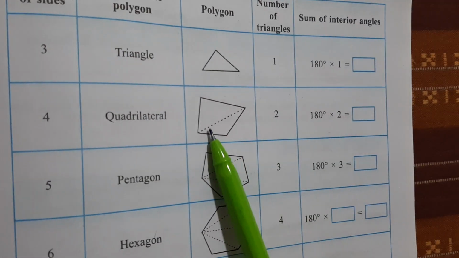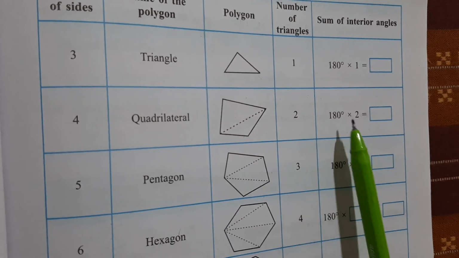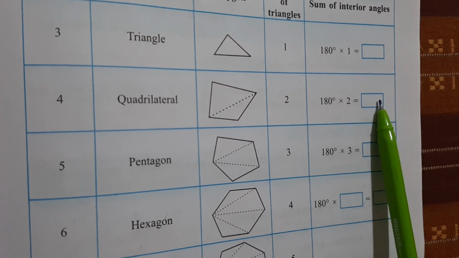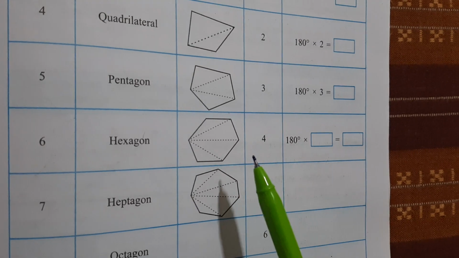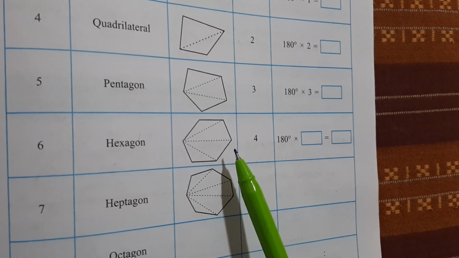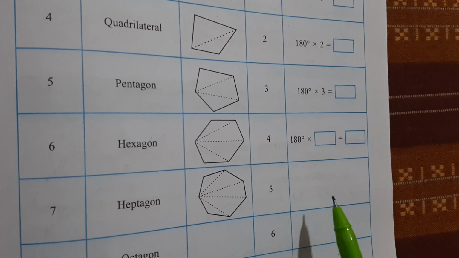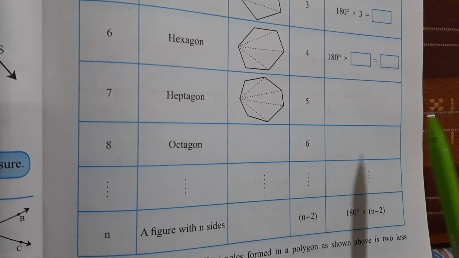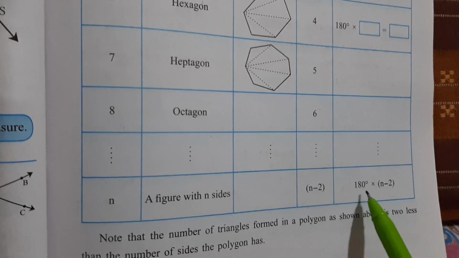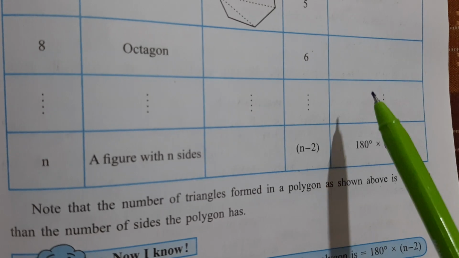degrees. Okay, so a quadrilateral, if you divide that quadrilateral, it will give me two triangles, and that's why you can find the sum of interior angles here. So on, here you can find all the polygons and the measurement of the sum of their interior angles. Try to complete this table with the help of this formula. Okay, so this is your homework. Complete this table with the help of this figure. Okay, thank you.